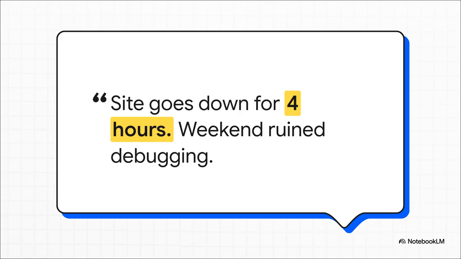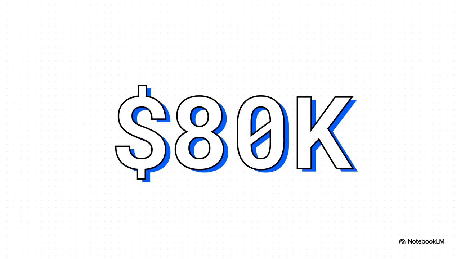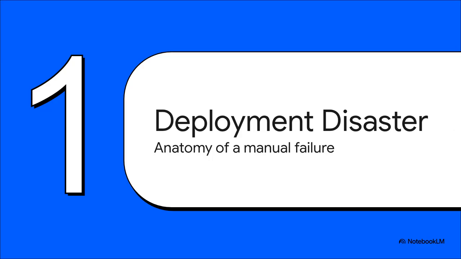The site is down for 4 hours. You've got chaos, angry customers, and a weekend that's just been totally torched. And we're not just talking about lost time and a massive headache. No, that 4-hour outage cost the company $80,000 in revenue. That's the real price of just one single bad deployment. So, what on earth went so wrong?